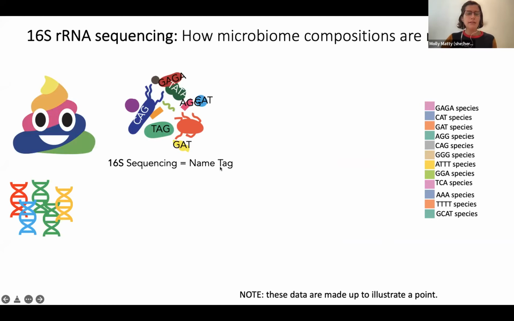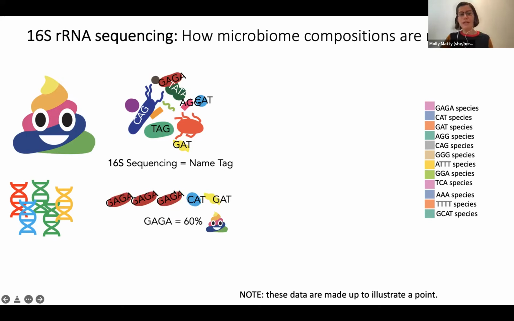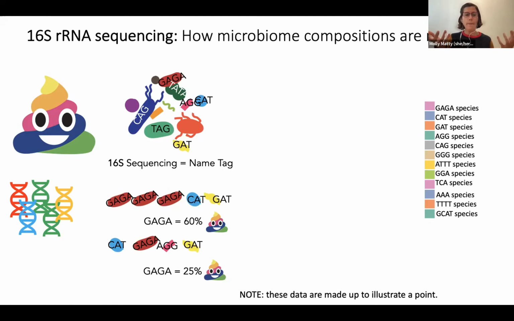And this name tag lets us basically say, in this poo sample, what proportion of the name tags are, say, gaga. So we have this poo, and we see 60% of these name tags are gaga. And we're actually getting percentages rather than whole numbers. Like I can't tell you there's 3. I would just be able to tell that there's 60%. Whereas this poo sample would only have 25% of the whole microbial community being gaga.